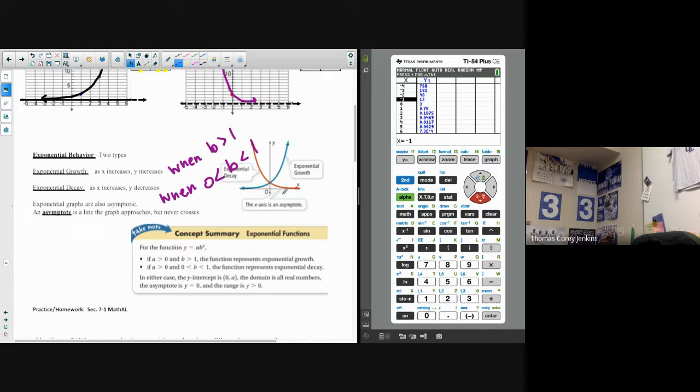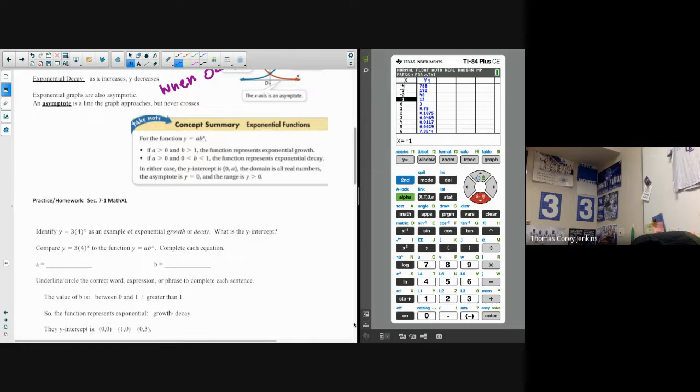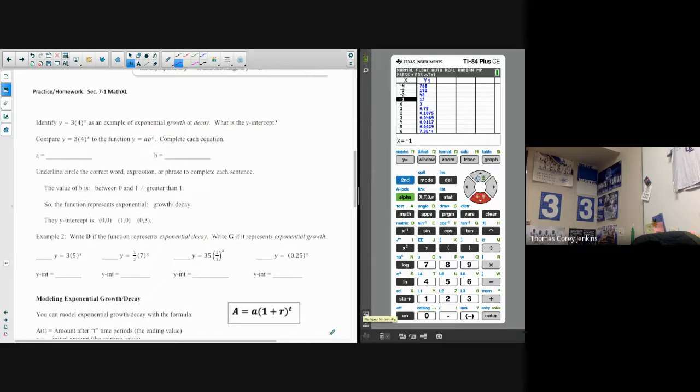They talk about that asymptote there, and remember, that's just an imaginary line that our function is never going to cross, okay? So moving on. Now we're going to dig into just looking at the equations and not as much the graph, and talking about things like growth versus decay and y-intercepts and whatnot.